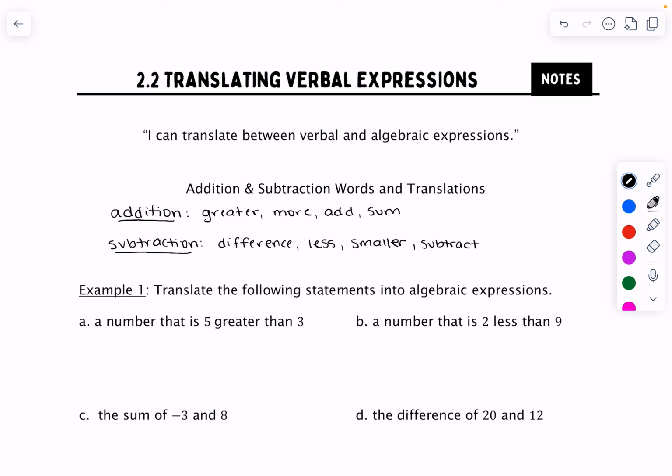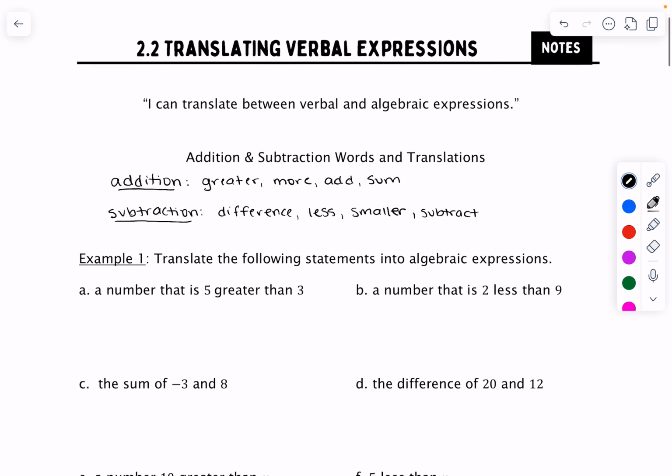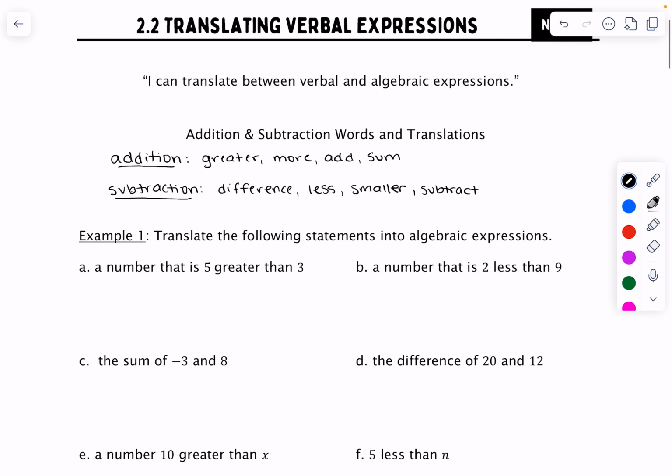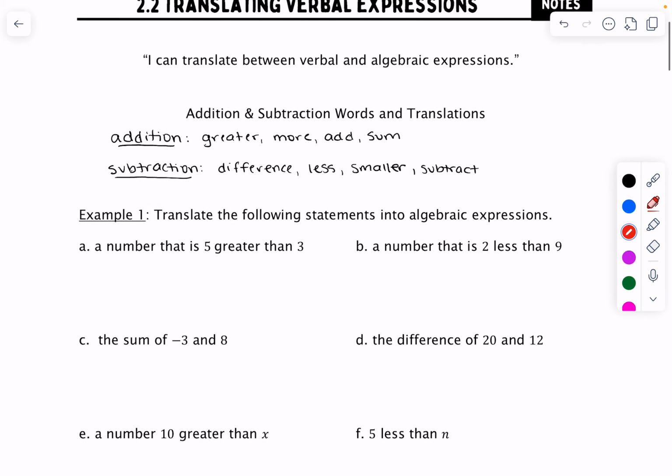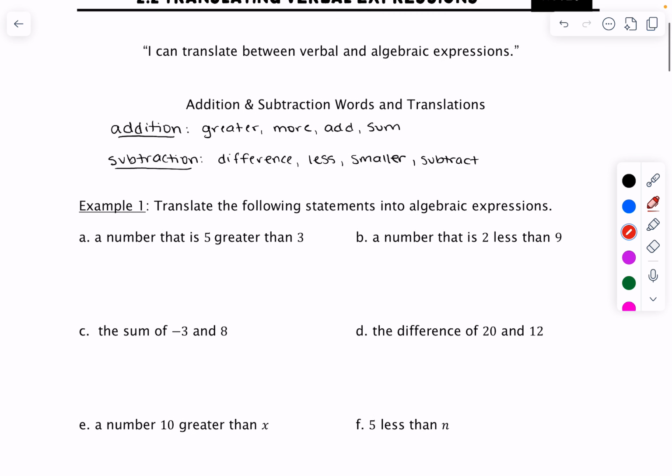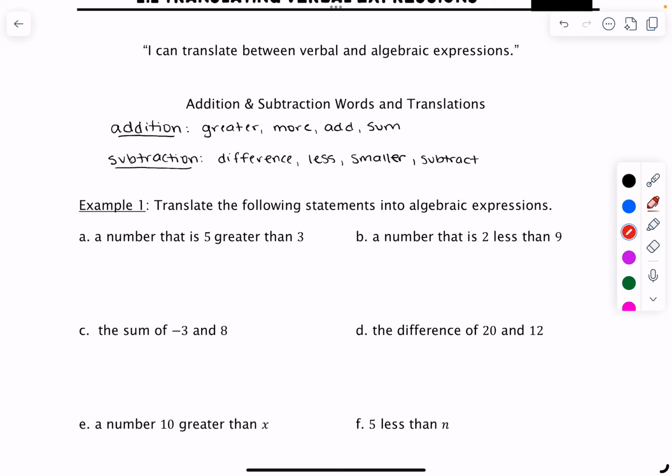So let's take a look at some examples of what I'd like you to be able to do with these words. Example 1 says translate the following statements into algebraic expressions. So we're not going to do equations, we're going to do expressions first. Letter A says a number that is 5 greater than 3. So this greater right here, that means plus. So we're just looking for 5 plus 3. That is 5 greater than 3. We know that's 8, but I want us to be able to write down what the expression is, not what the answer is, if that makes sense.